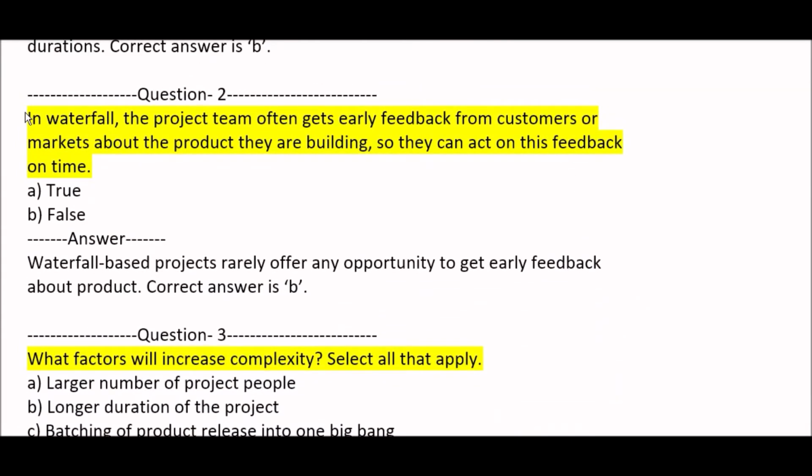In waterfall, the team often gets early feedback from customers or markets about the product they are building so they can act on this feedback on time. Is this true or false? It is false, because waterfall rarely offers any opportunity to get early feedback about products. So the right answer here is option B, false.